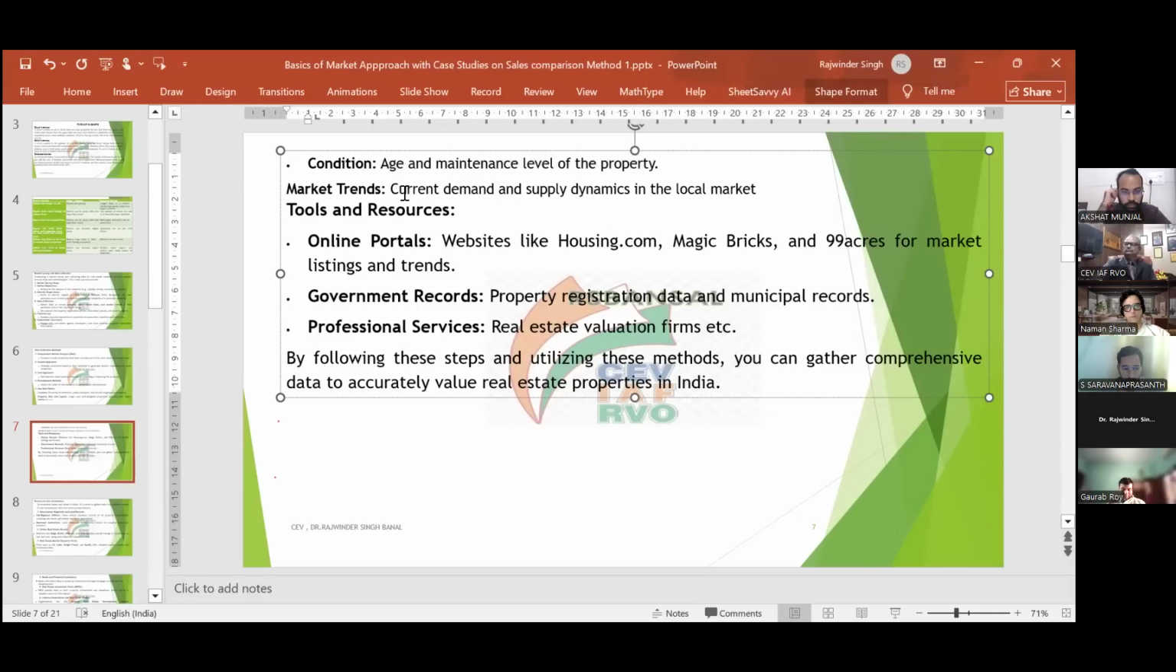Then market trends. Market trend means current demand and supply dynamics in the local market. Means whether it is a buyer's market, a seller's market, or a balanced market, and such.